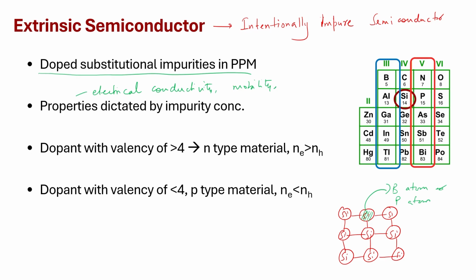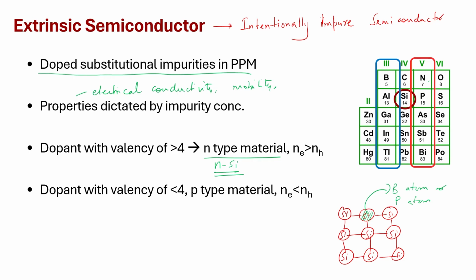Third, when we add a dopant with a valency of more than 4, we create what we call an N-type material. So, dopants with a valency of 5 include nitrogen, phosphorus, arsenic, antimony, and bismuth. When we add these +5 elements to silicon, typically nitrogen, phosphorus or arsenic, we create N-type silicon, which will have a number of electrons much higher than the number of holes.